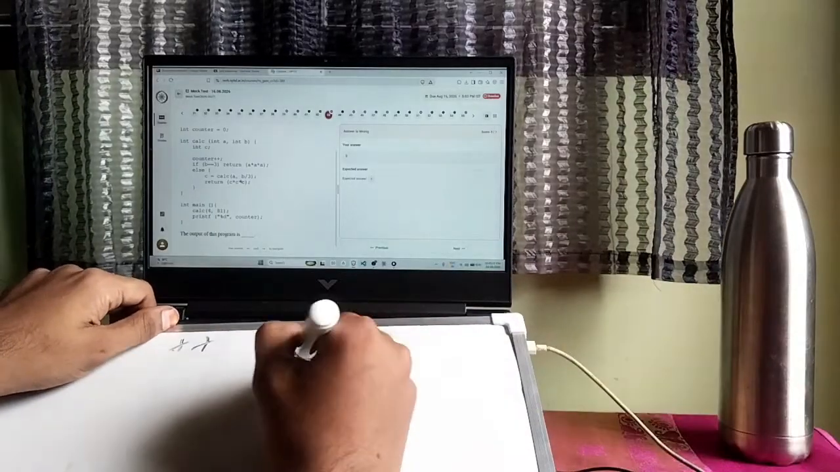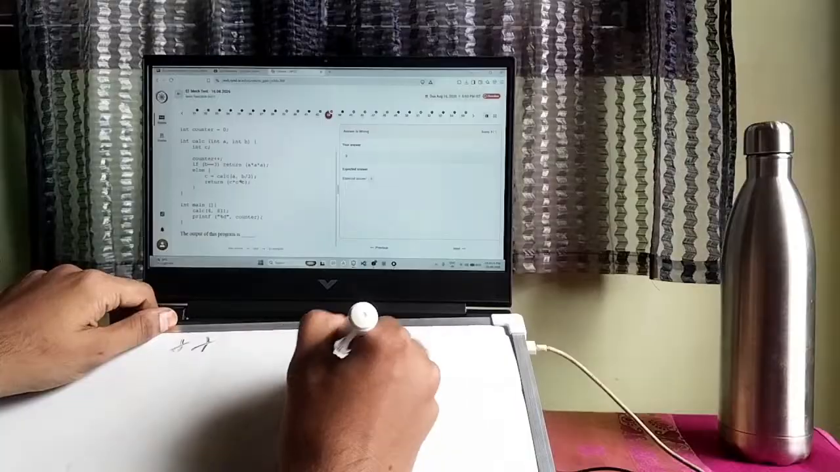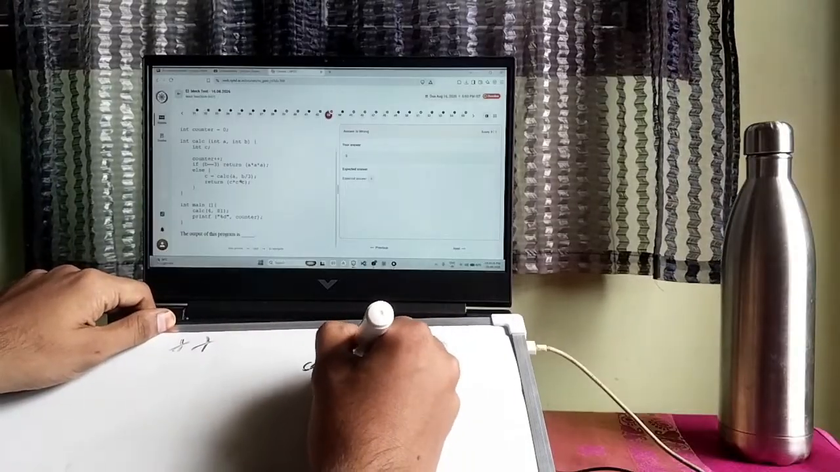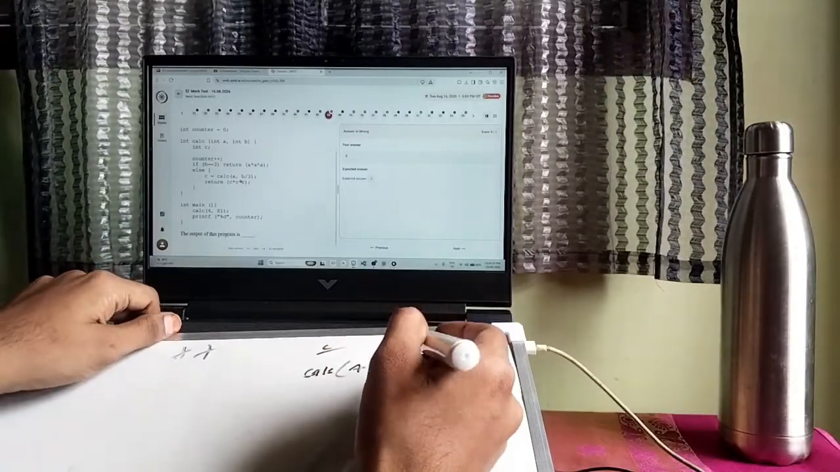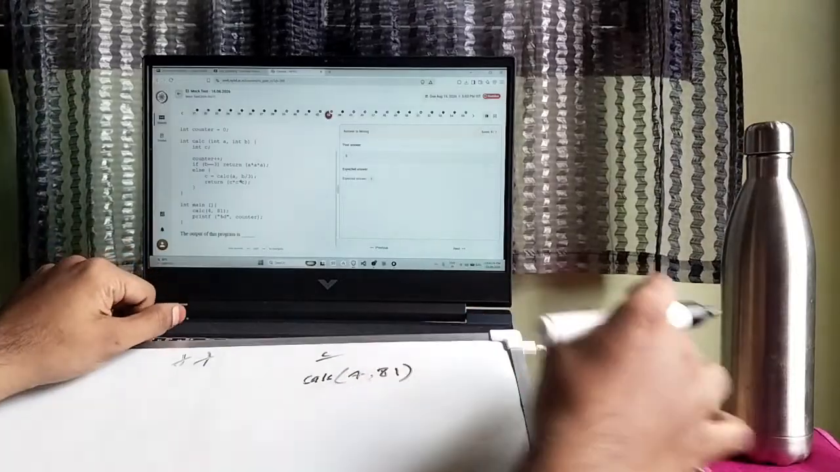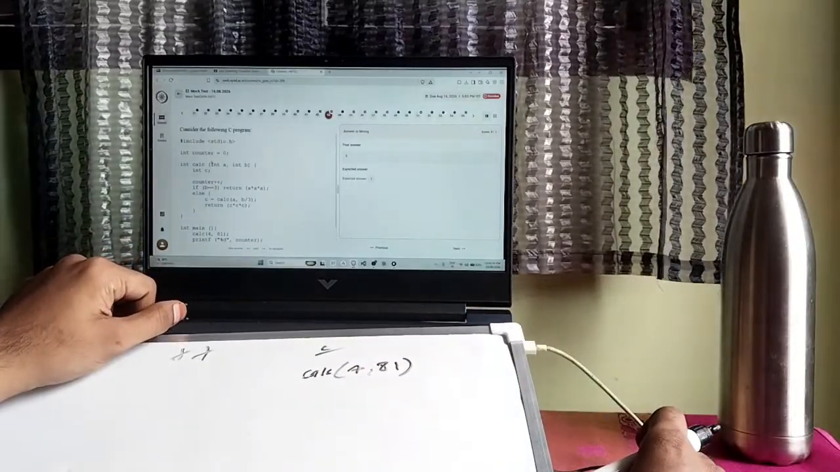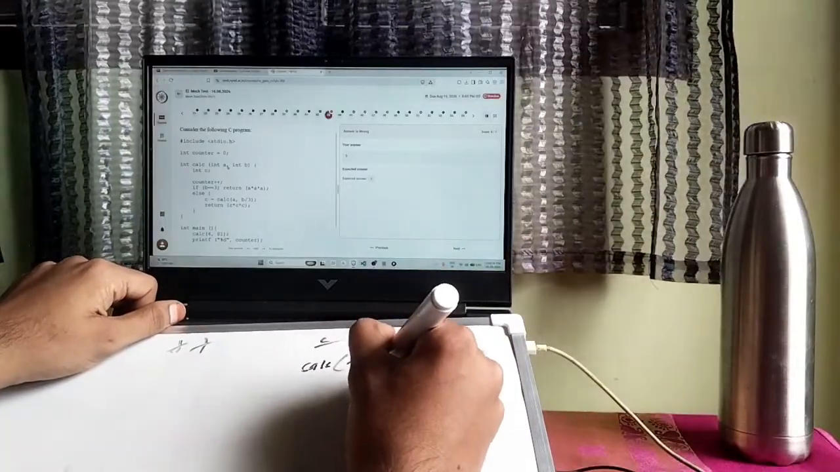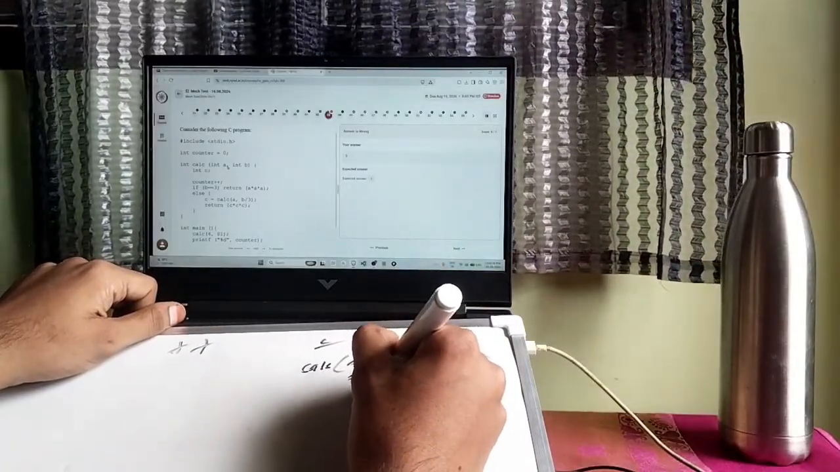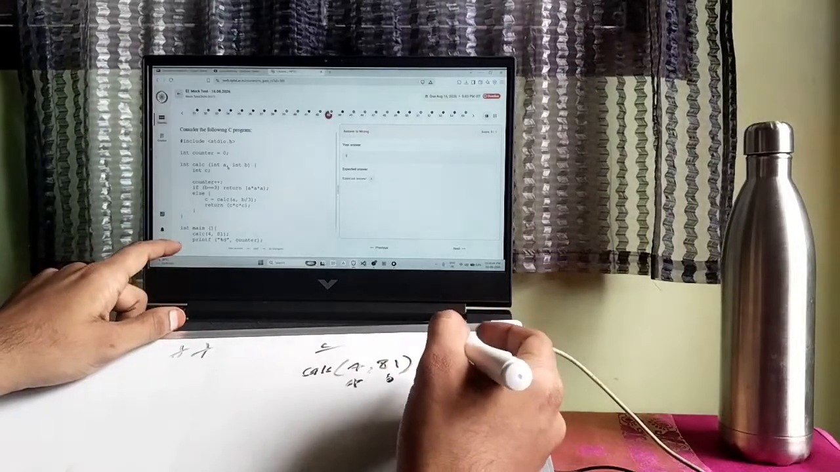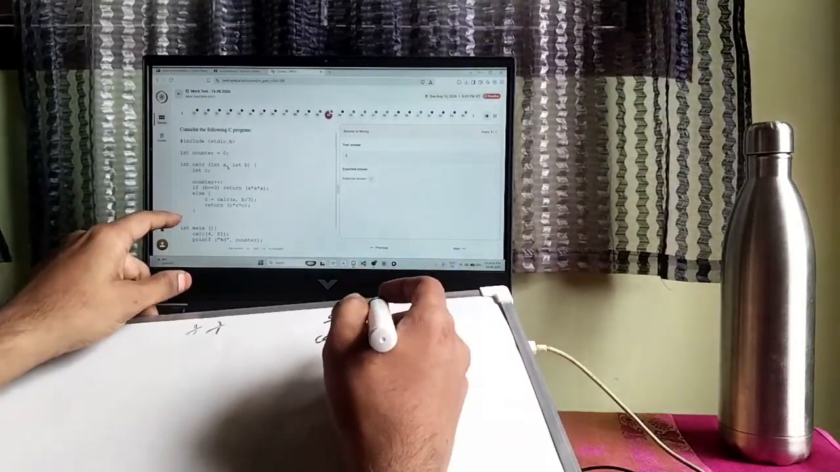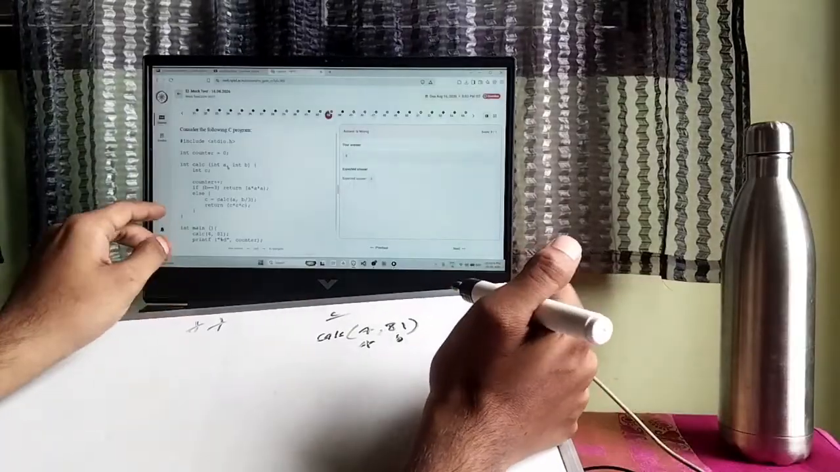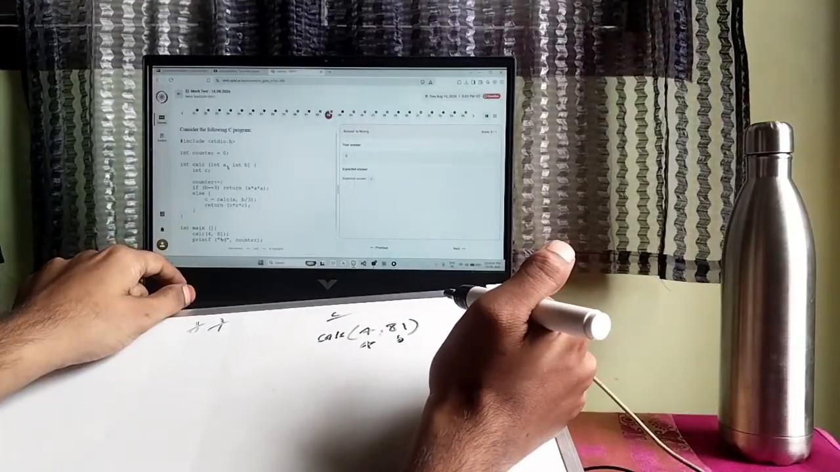They have given one function with else, and the function call is 4, 81. So you have to call the function. This is a recursive type, which is very important to get. Here a is 4 and b is 81. They are initializing c, which is an int data type.